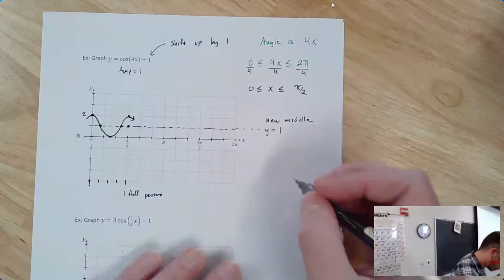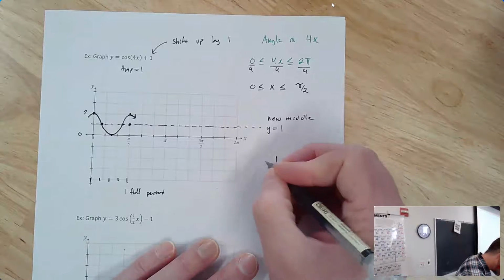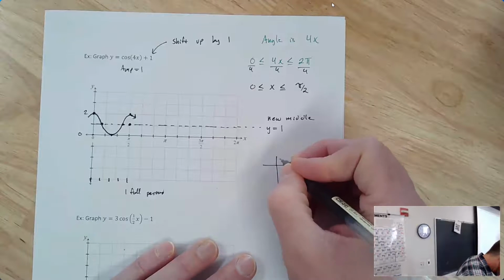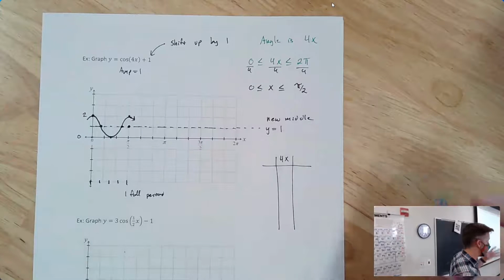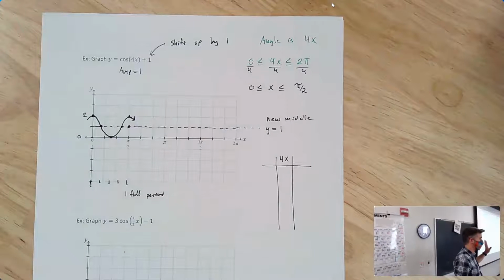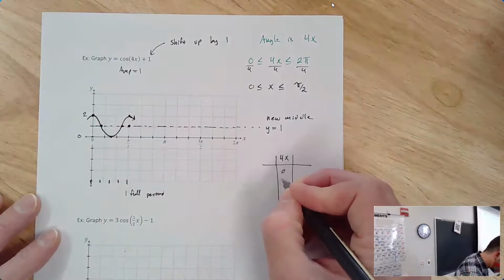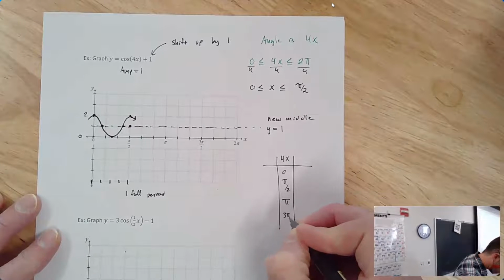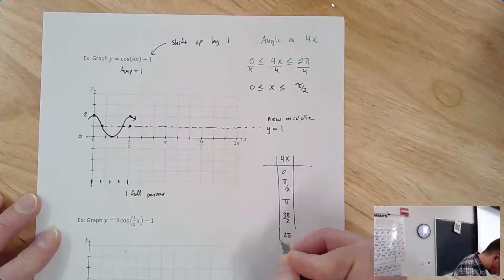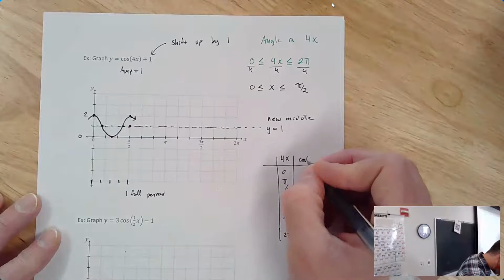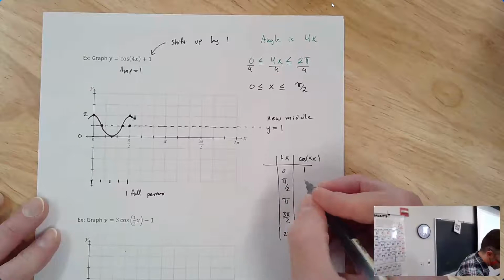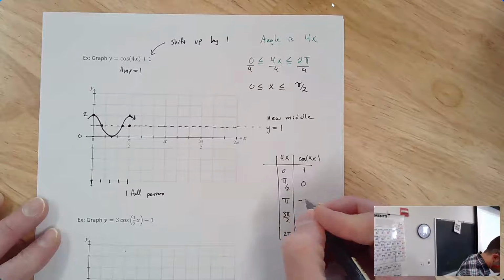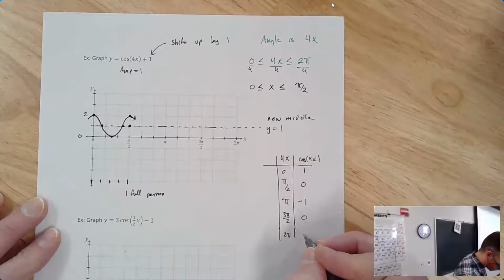Yeah, we got time. Another way to think about it is normally when we're finding our 5 important x values, we're picking the usual nice quadrantal angles: 0, pi over 2, pi, 3 pi over 2, and 2 pi. And cosine of those values: cosine of 0 is 1, cosine of pi over 2 is 0, cosine of pi is -1, cosine of 3 pi over 2 is 0, cosine of 2 pi is 1.